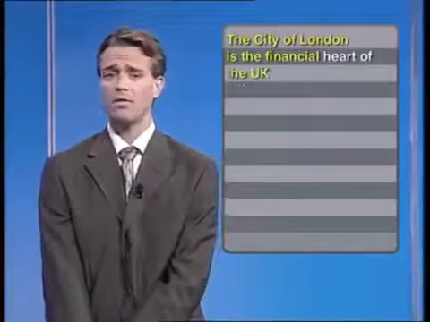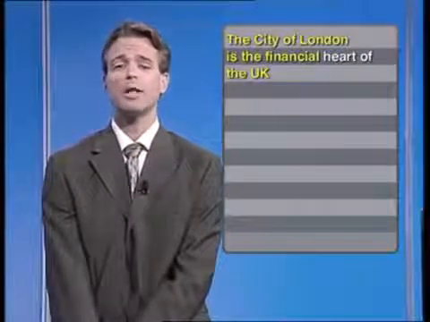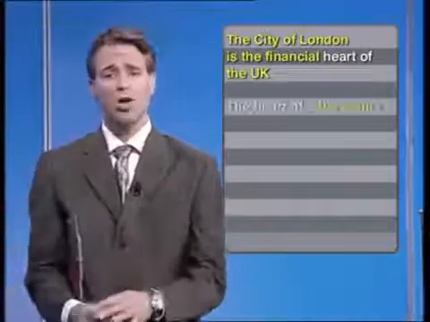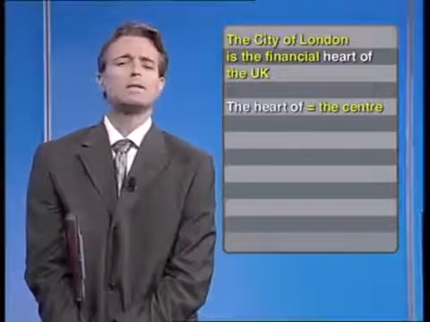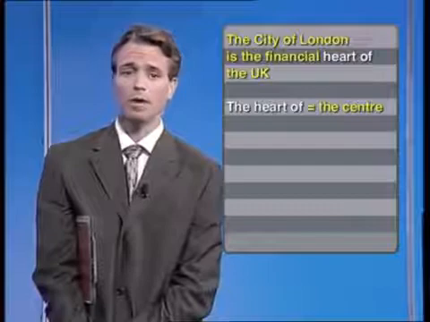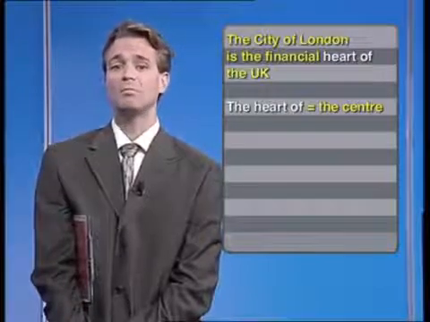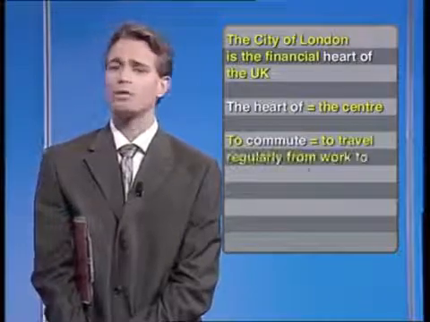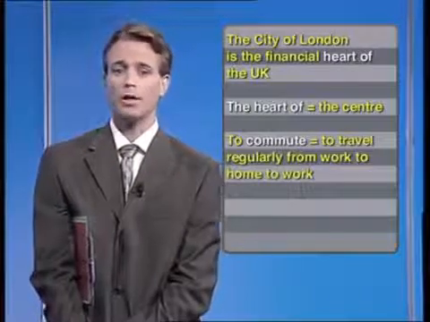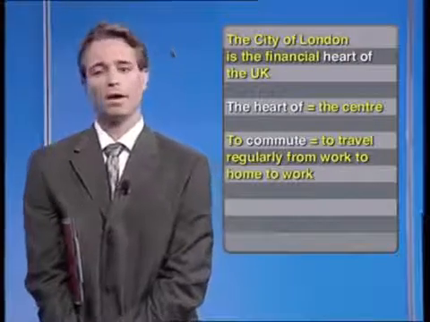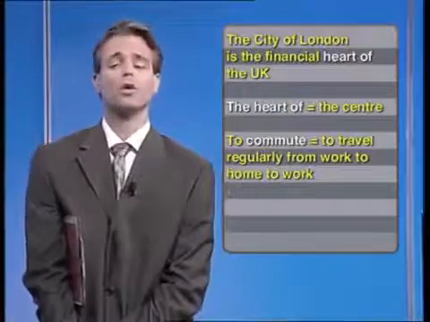So, the City of London is the financial heart of the UK, the heart of international high finance. When we say a thing or a place is the heart of something, we mean it is the center. Well, the City of London is very important. 320,000 people commute every day to work there. To commute means to travel regularly from home to work. Usually, the distance is quite far. A person who does this is called a commuter.